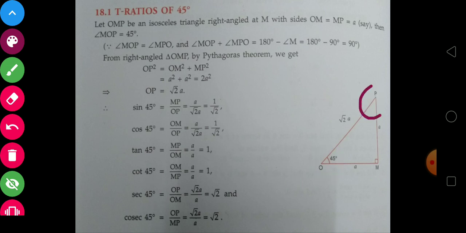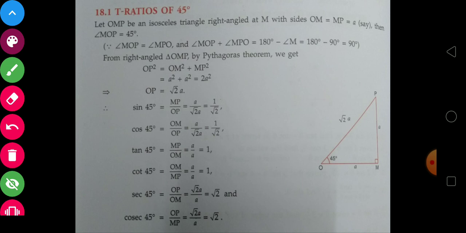Because the sum of these two angles is supposed to be 90, but these two angles are equal and therefore they have to be 45 degrees each. Therefore this is 45, this is 45 and this is 90. This is also called a 45 triangle. So if this side is A, the other side is A, by Pythagoras theorem we can find the hypotenuse. So by Pythagoras theorem you get OP is equal to root 2A if the equal sides are A, right?